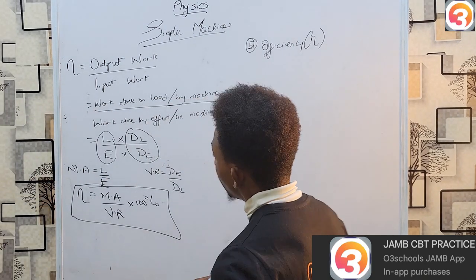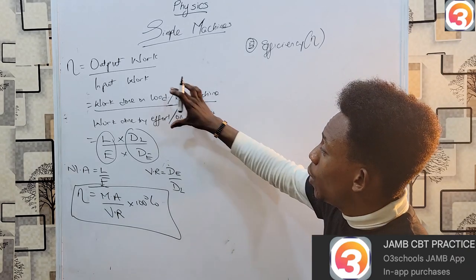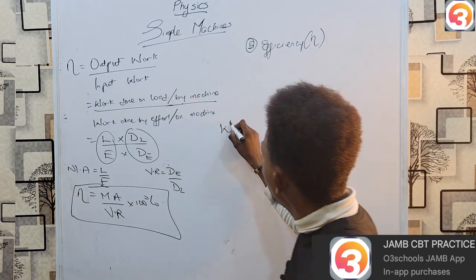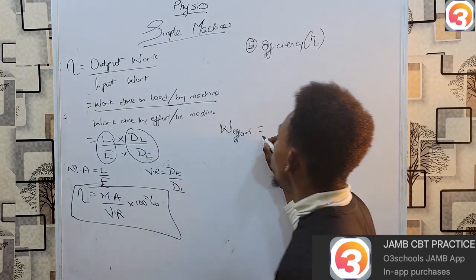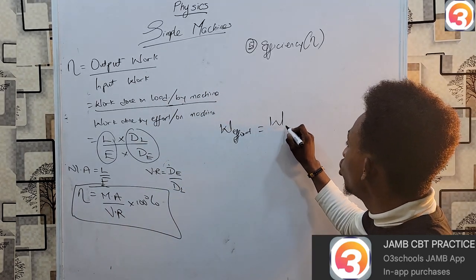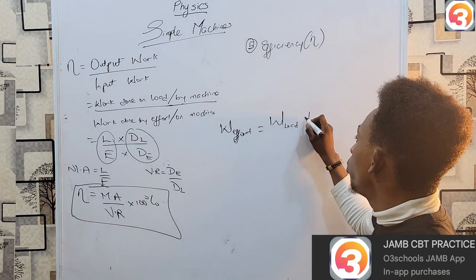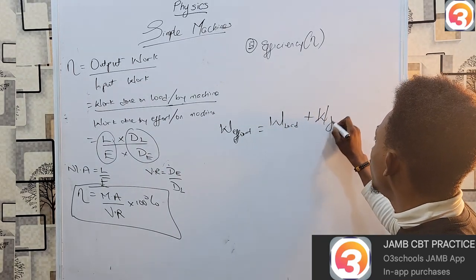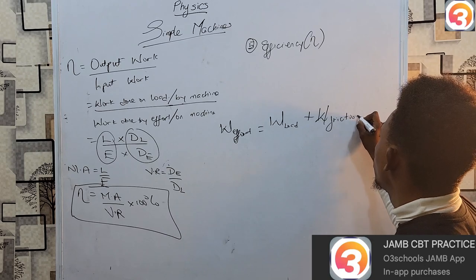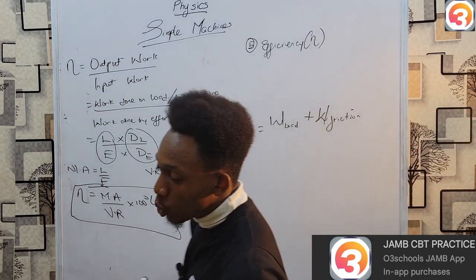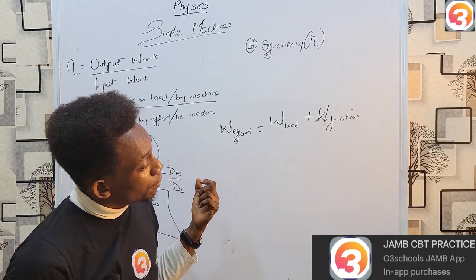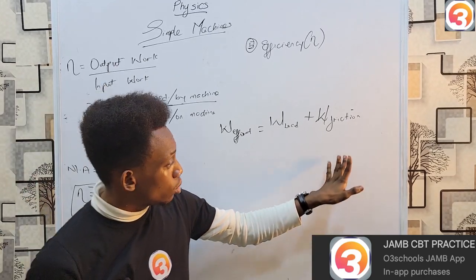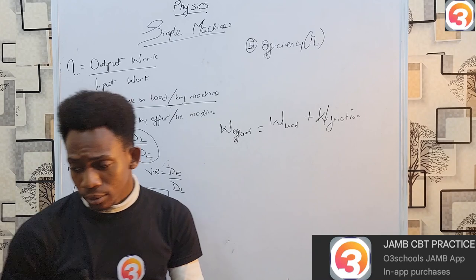But one thing you must remember, please, do not forget this. If you come back to this point, the work done by effort will always be the work done on load plus work done against friction, implying that before you can actually affect your load, you must first share this work by doing some of the work against friction before you then get to your load.